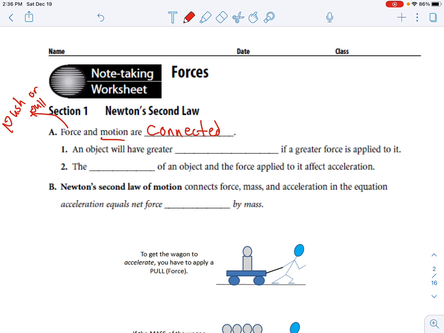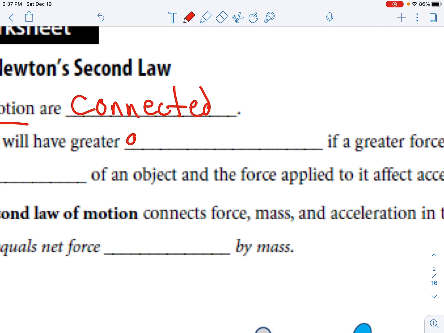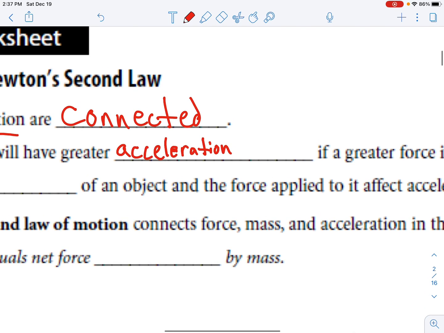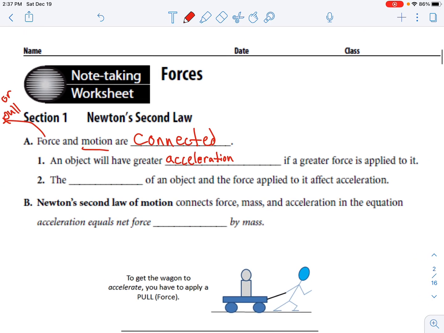An object will have a greater acceleration if a greater force is applied to it. What that means is if you push on something harder, there is going to be more movement. The harder you push something, the faster it's going to get moving away from you.